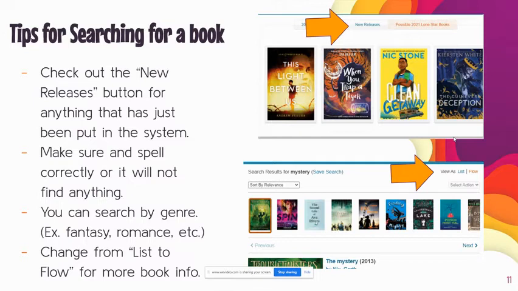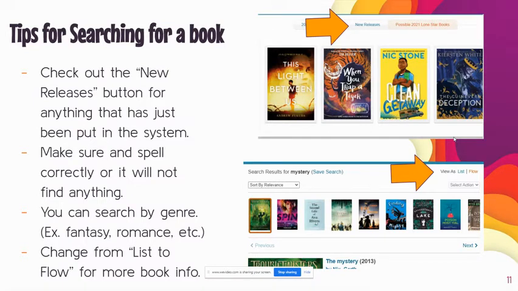Also, you can actually search by genre when you're in this system. So if you want to type in fantasy, romance, mystery, science fiction, you can do that. But it's going to give you a really long list. I know I did fantasy the other day and it was like 1,500 books.